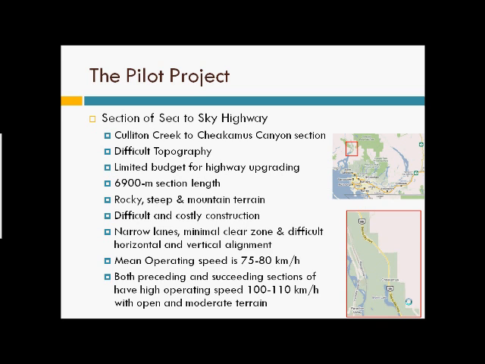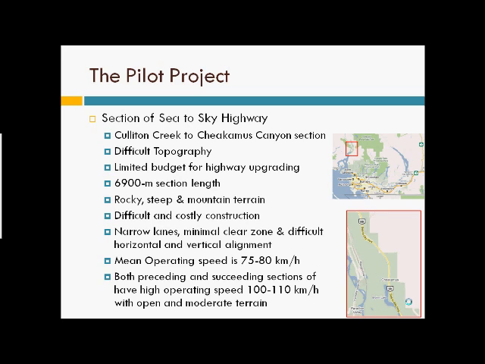For the section of Sea to Sky Highway, this section is between the city of Vancouver in British Columbia and Whistler, and it is called the Culleton Creek to Checkmas Canyon section. It has some difficult topography. We have a limited budget for the highway upgrading, and it's around a 6.9 kilometer section length, and it's rocky, steep and mountain terrain. It has difficult and costly construction and narrow lanes, minimal clear zone for the existing design, difficult horizontal and vertical alignment.